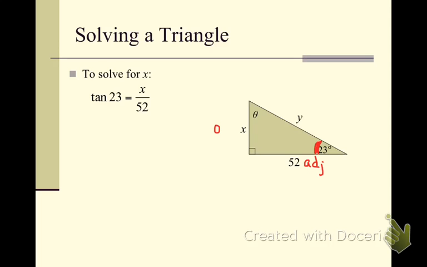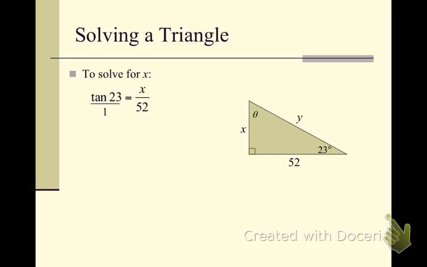x being the opposite side, tangent is the correct trig function to use because tangent is the trig function that takes the opposite and the adjacent as the ratio. So the tangent of the angle that is 23 degrees is equal to x over 52. So that's why we choose tangent. Now that's really just a ratio, a proportion, a ratio equal to a ratio.